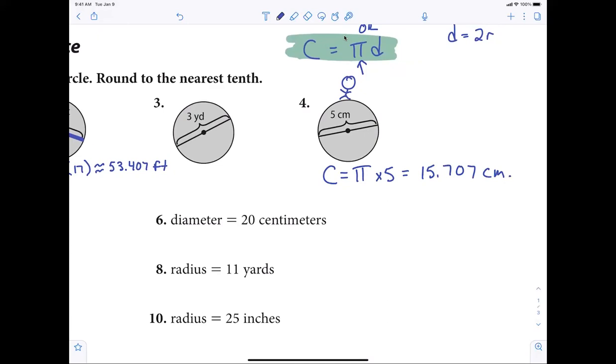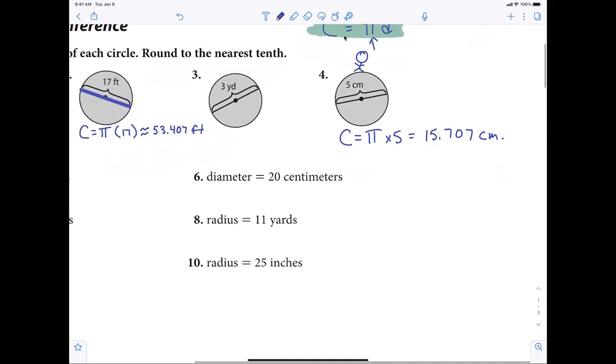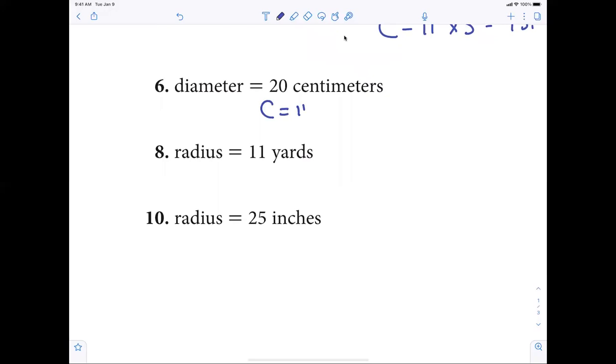Yeah. All right, now question number 6. You're telling me the circumference. Brennan, what's the formula? Yes, pi times 20. And tell me what that is to three decimal places. I need three decimal places. Is that right? 62.83. Did anybody else get 62.839?